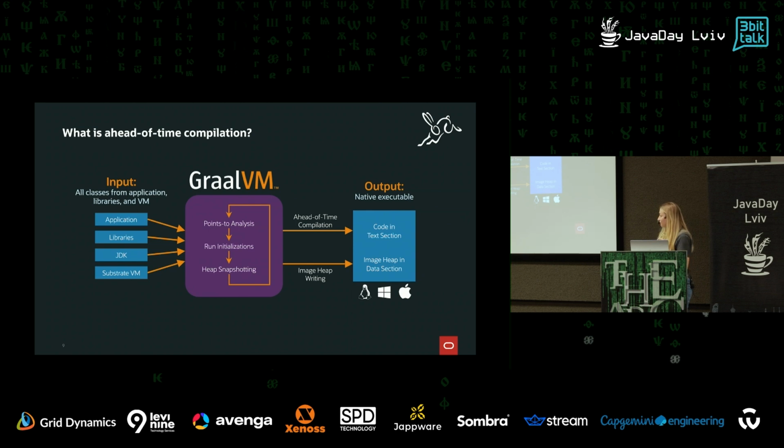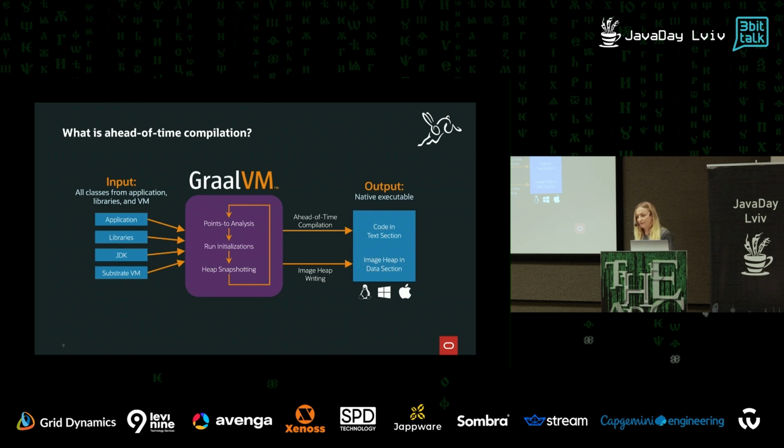And then values are written to static fields and saved in the heap. And then native image does heap snapshotting of that static state. And that snapshot is written to the image heap. So by image heap, I mean the application heap, the binary heap. And then you have, right, the native binary for a specific platform.